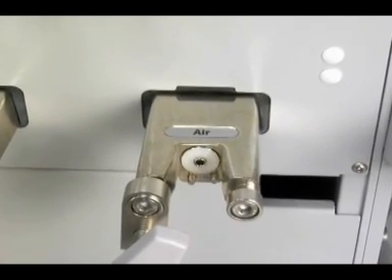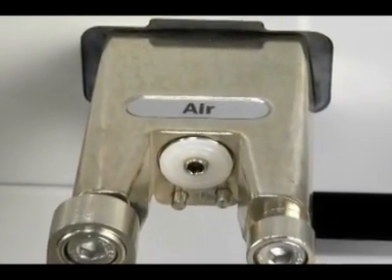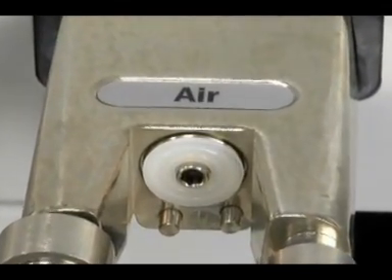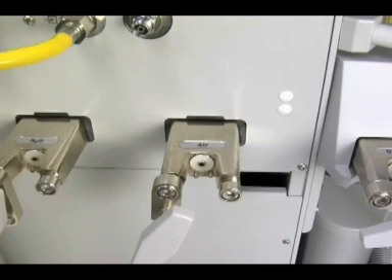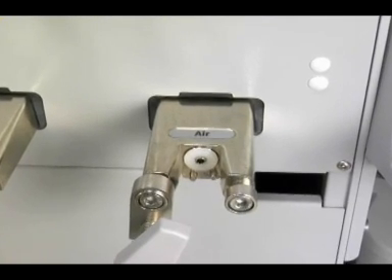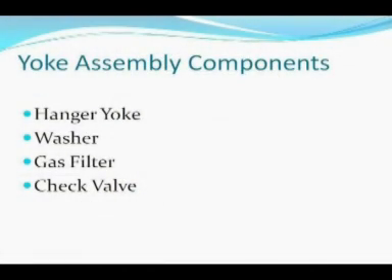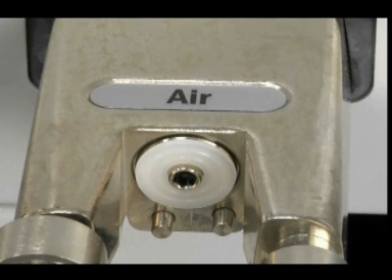This is the cylinder inlet. The cylinder inlet is considered the high-pressure circuit and consists of those parts which receive gas at cylinder pressure. The cylinders are attached to the machine by the yoke assembly. The components of the yoke assembly include the hanger yoke, which orients the cylinder, provides unidirectional flow, and ensures a gas-tight seal, a washer and gas filter, which filters debris from the cylinder, and a check valve that minimizes transfilling, allows changing of a cylinder during use, and minimizes leaks to the atmosphere if the yoke is empty.